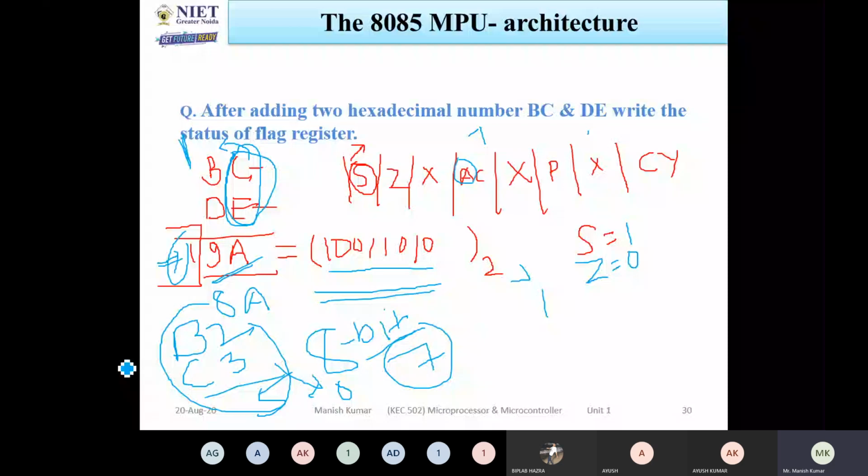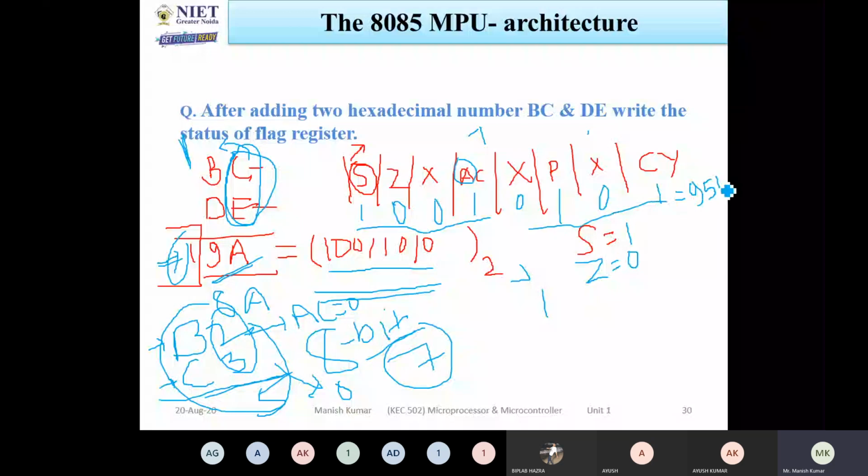Okay, so what is the value after finding this? S equal to 1, Z equal to 0, X don't care conditions, you always consider 0. Okay, so AC equal to 1, X equal to 0, P equal to 1, X equal to 0, CY equal to 1. So what is the value? If you are converting in hexadecimal, this is called 9 and this is called 4 plus 1, 5. So the flag register value will be 95H.